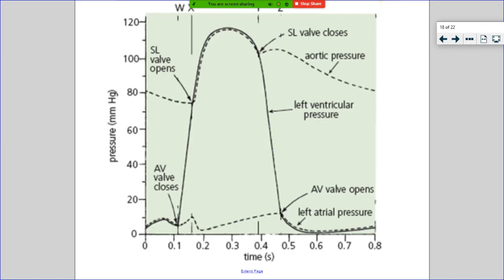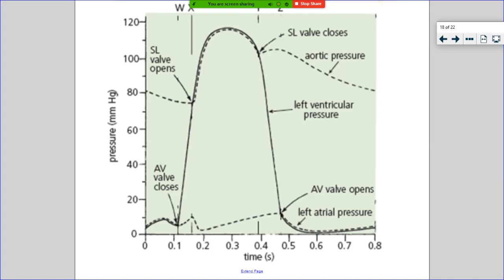Okay, so here we go. At zero, you can see that the pressure inside the ventricle is actually lower than the pressure inside the atria, the left atria. But at 0.1 seconds, you can see that at that point, just after 0.1 seconds, the pressure inside the ventricle is now greater than the pressure inside the atria. And it's at that point there, because the pressure in the ventricles is greater than the pressure in the atria, that forces the AV valves closed.